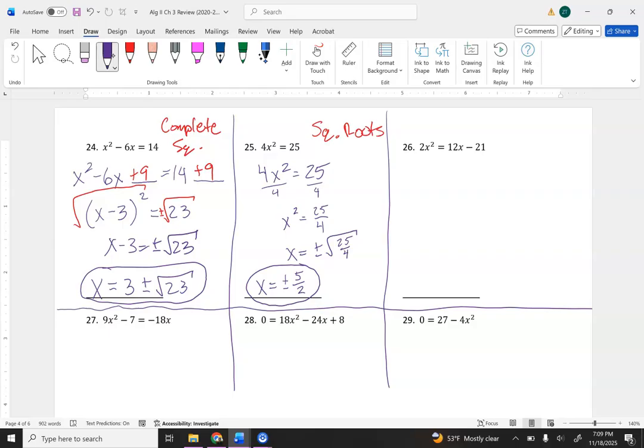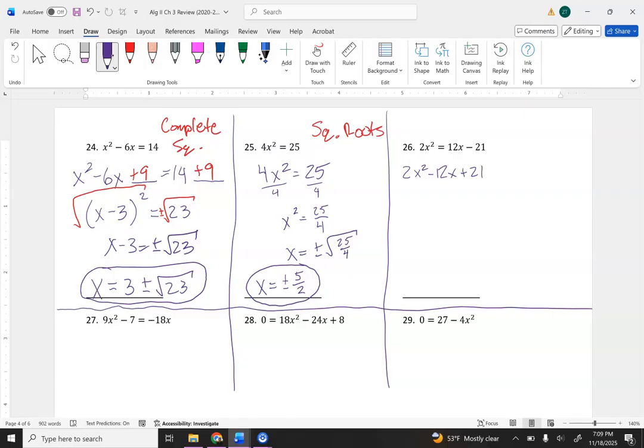All right, now 26. 26 has 3 different terms. So I am going to follow the decision tree on this one. All right, so first step, is there a 0 on one side? No. I like to have a positive a value when I'm solving. So instead of moving the 2x squared over here, I'm going to go ahead and move the 12x and the 21 over to the left side. So that's going to give us 2x squared minus 12x plus 21.